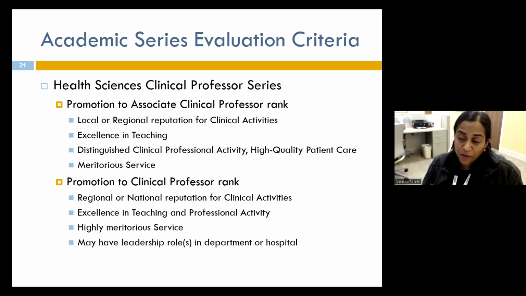So for promotion, when you're going from assistant to associate professor in the HS track, we would like you to have a local or regional reputation for your clinical activities. And we'll go through that on the AP10. Excellence in teaching, high quality patient care, and any type of service. You can also, if you are doing research or scholarly activity, that can also help. Promotion to professor rank, we want those faculty to have a regional or national reputation, continued excellence in teaching, highly meritorious service, and then may have leadership roles in the division, department, or in the hospital.